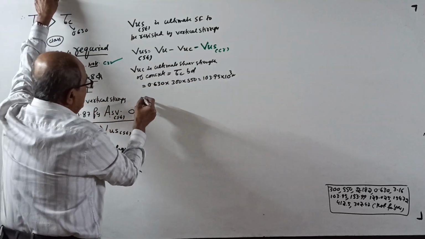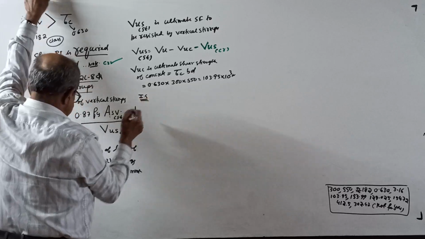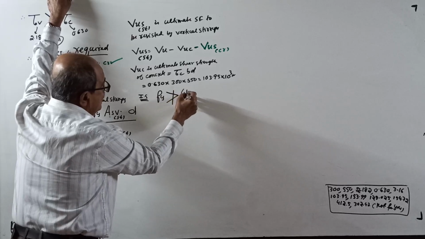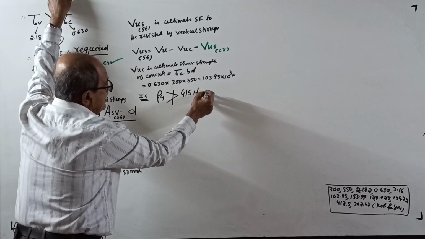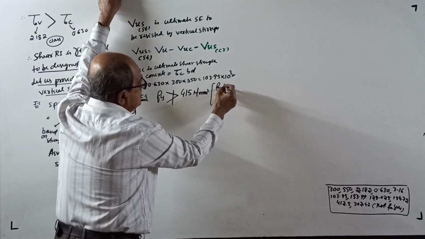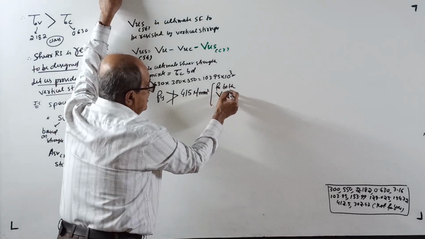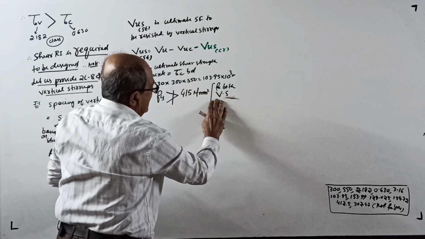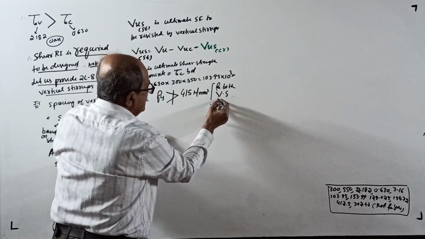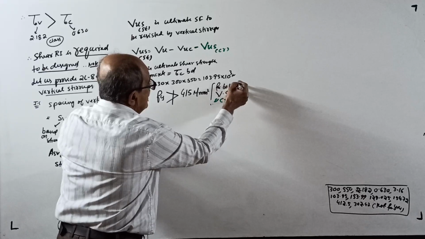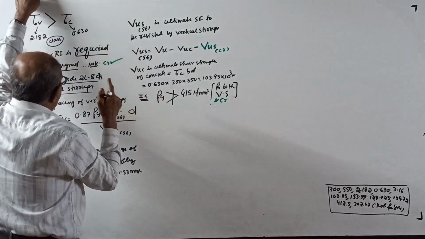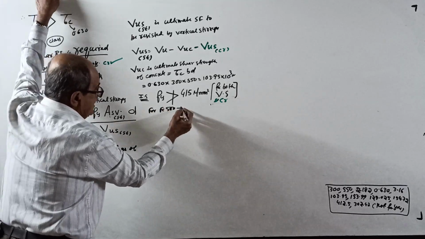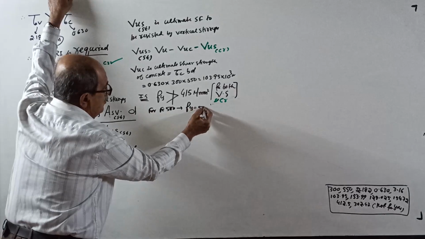But before that, remember, as per IS code, Fy is not to be taken more than 415 Newton per mm square. Remember, for both vertical stirrups and also cranked bars, IS code. Therefore, one statement you write: for Fe 500 steel, Fy equal to 500 Newton per mm square.